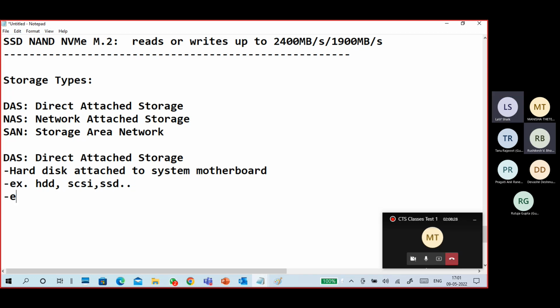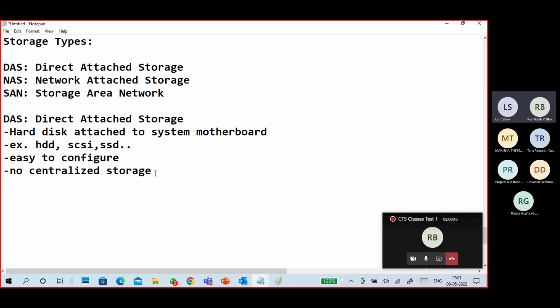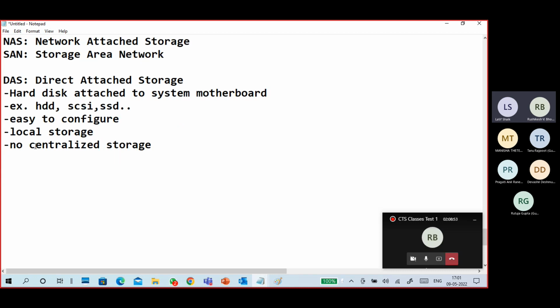Next, what is the advantage? It is easy to configure, no complexity. No centralized storage. It is local storage, not centralized storage. Okay, guys, this is DAS. I will show you a diagram like this.